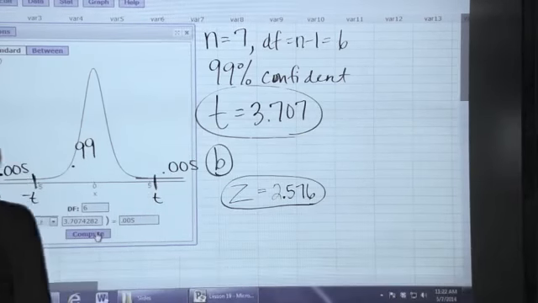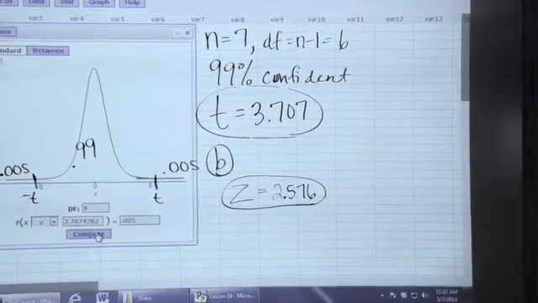All right, I think that's it for this video, just learning how to find those critical t-values. So we'll put those into action with some confidence intervals in some future videos.